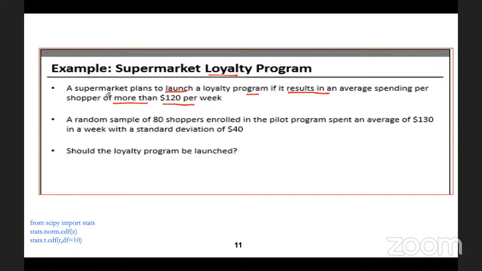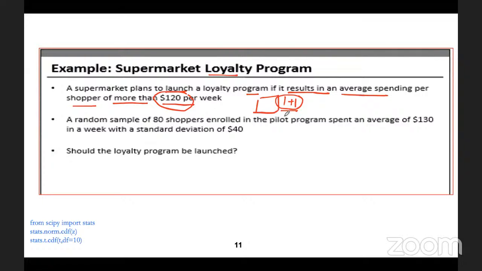Let me explain this. There is a supermarket that wants to increase its business as part of its business plans. So they came up with a new loyalty program, a discount scheme like a 1+1 offer or 2+1 offer. To give this offer, customers have to come more often and purchase more, only then can they run this scheme. Otherwise, it would run into losses. As per the business plan, there is a threshold value. The program would be successful only if the average spending per shopper is more than $120 per week. Then we can say this loyalty program is successful.